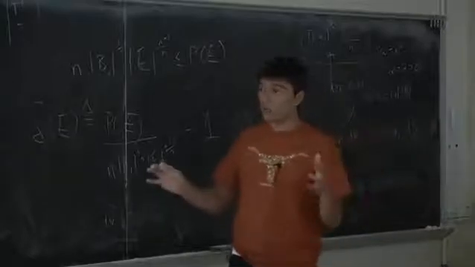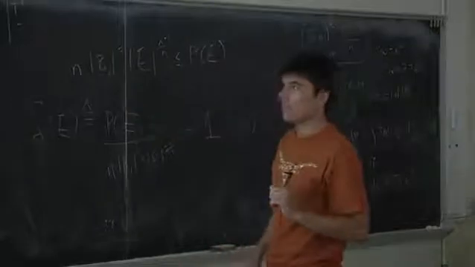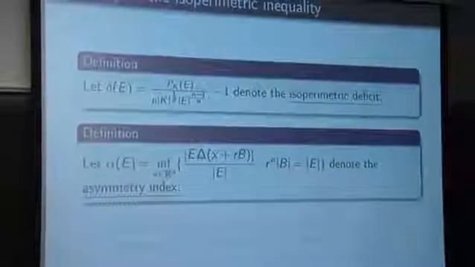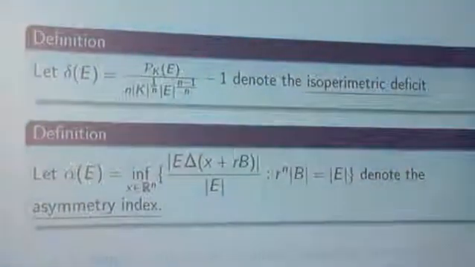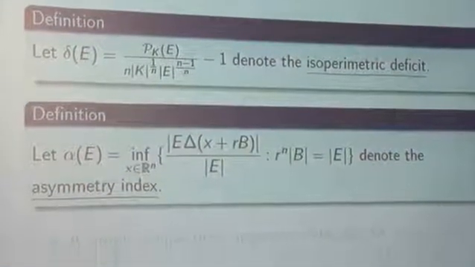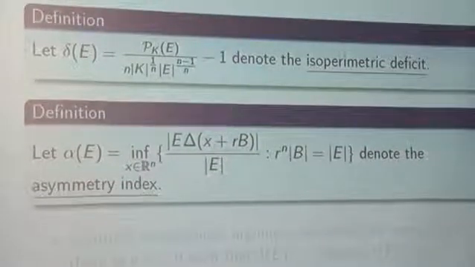The way to measure this sort of geometric deviation is the asymmetry index. By the way, delta is called the isoperimetric deficit. The asymmetry index basically tells you, geometrically speaking, how far you deviate from the set. Okay, so it's defined in terms of this big infimum thing, but the way you should think of it is just the following.